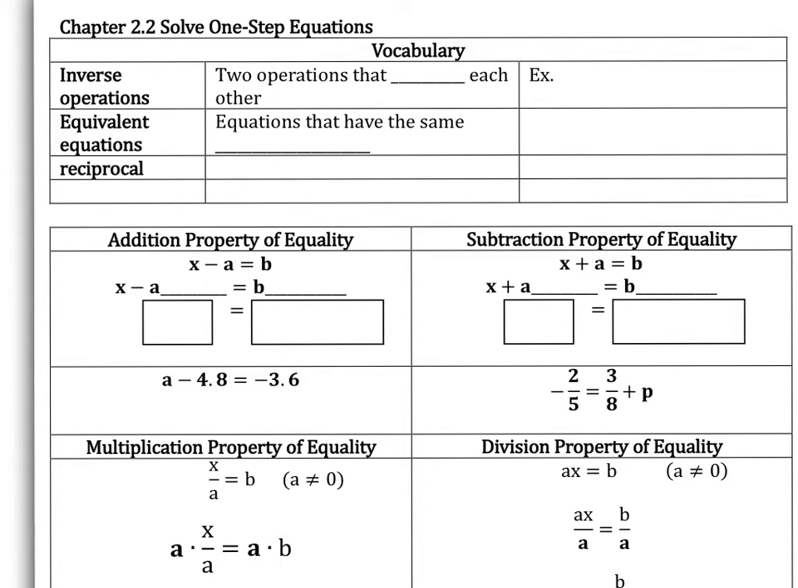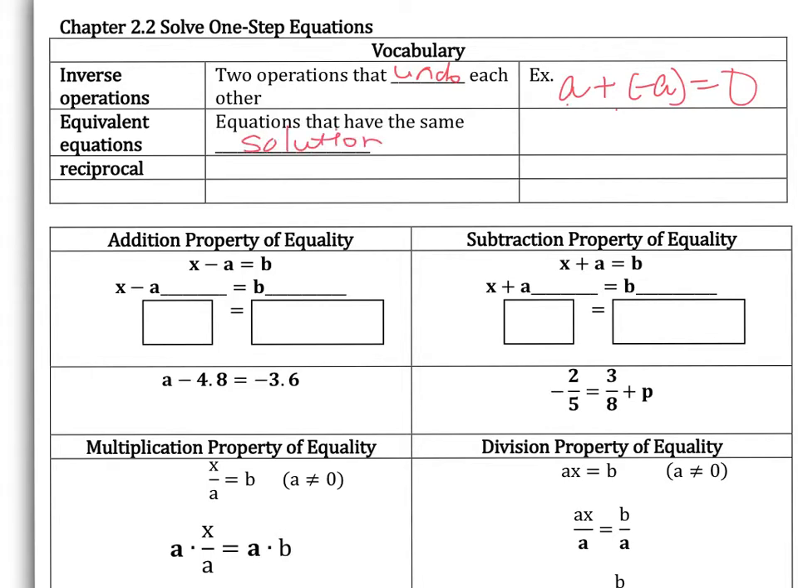2.2. Solve one-step equations. Inverse operations: two operations that undo each other. So say A, the letter A, if I take the inverse of that, which is just negative A, plus negative A will undo each other, and you would get 0. And equivalent equations are just equations that have the same solutions.